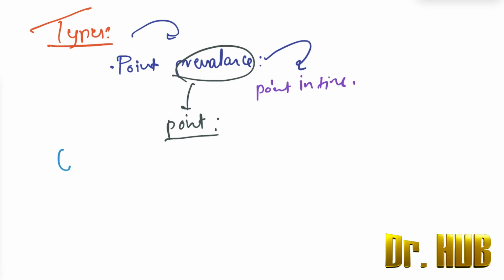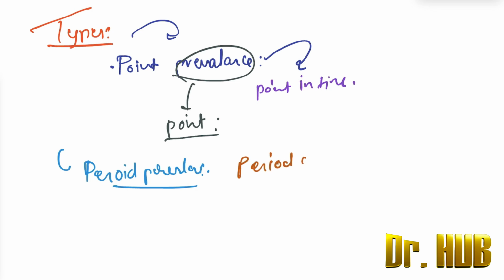Next one will be the period prevalence. Mainly it is the point prevalence. Now we look at the period prevalence. This is a prevalence over a period of time.